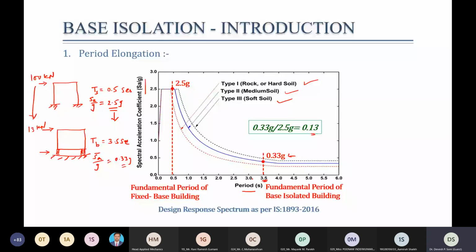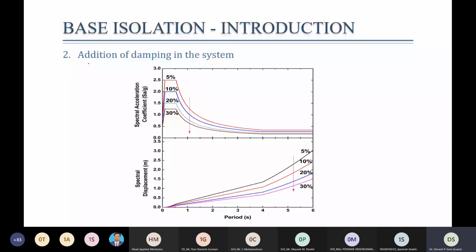Now the second fold is the addition of damping. The effectiveness of base isolation is because of two reasons. One reason is period elongation that we discussed, and the second reason is addition of damping in the system. So when the system is kept on an isolator, it has inherent damping. It can be a high damping rubber bearing, or a friction pendulum system or any other sliding isolation system. Whether it is a sliding system or a rubber system, both have their own damping, right?